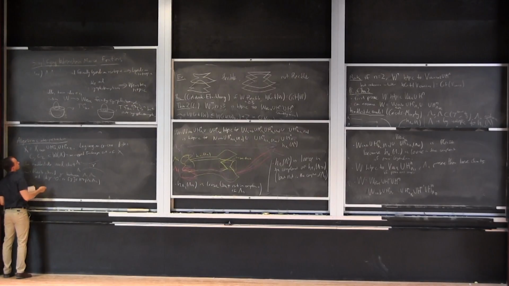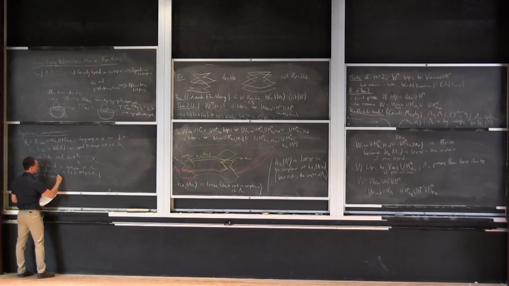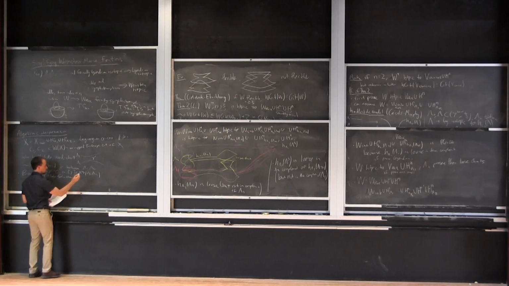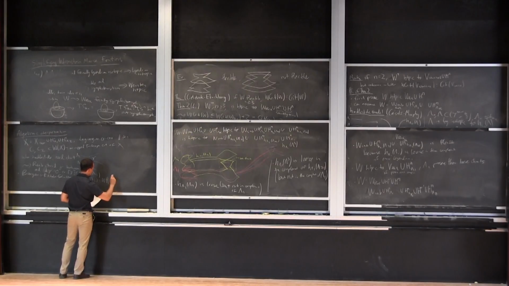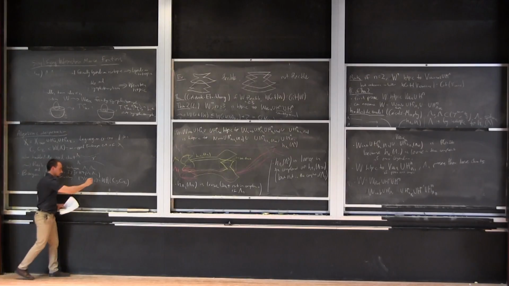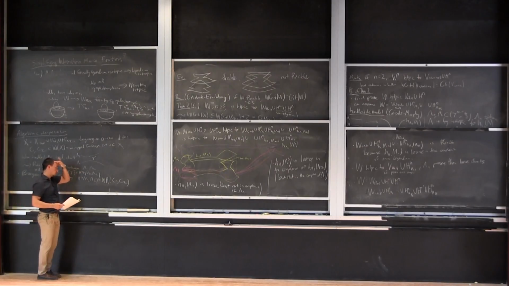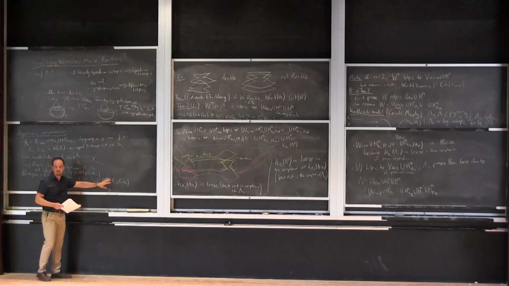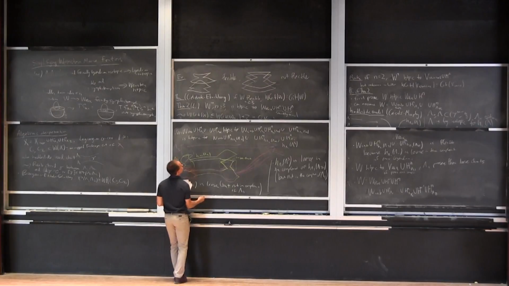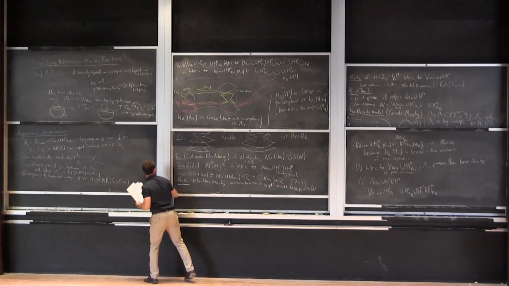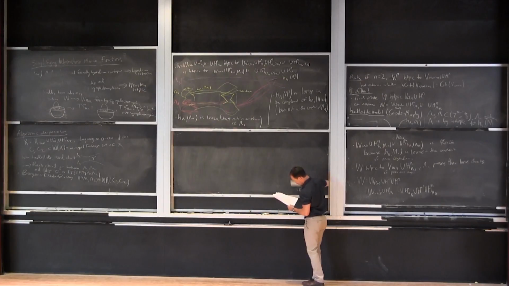And Bourgeois, Ekholm, Eliashberg, they showed that this Legendrian algebra is actually the wrapped Floer homology between the two cocores. So they have the surgery formula that says that this invariant of the attaching spheres knows about this Floer theoretic invariant of the cocores. And this is precisely the morphism space in the wrapped Fukaya category. So okay.